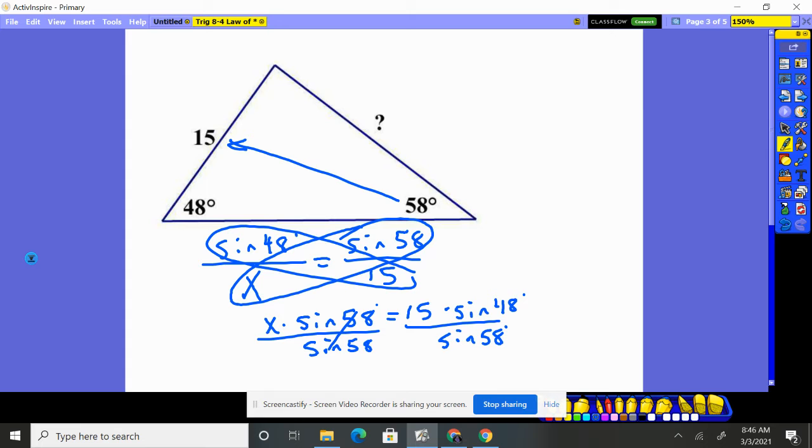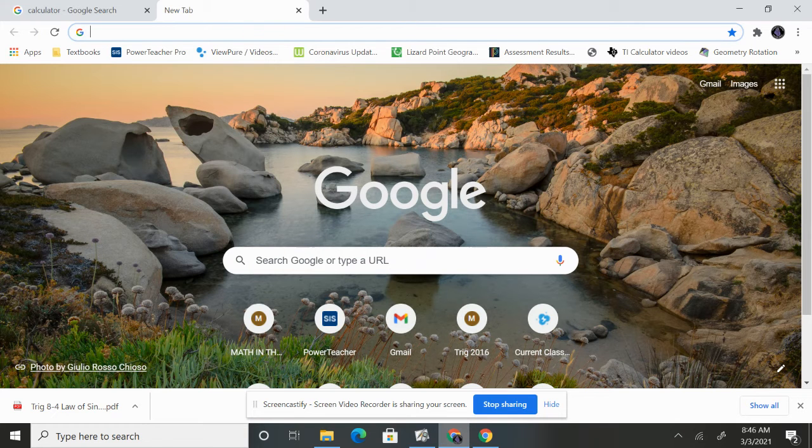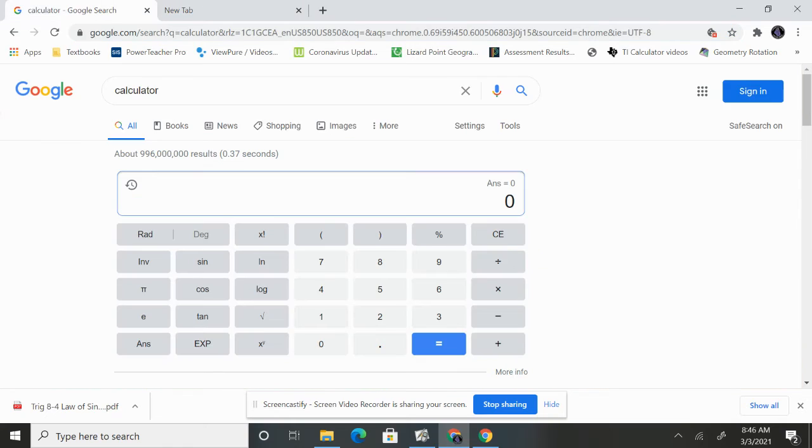So I now need to go to my calculator to do this, obviously. I'm just going to go online, and right here I have a calculator. Now, number one, change it to degree mode. You cannot forget to change it to degree mode. So we need to do 15 times the sine of 48. I'm going to go ahead and just hit enter, and then I'm going to say divided by what?